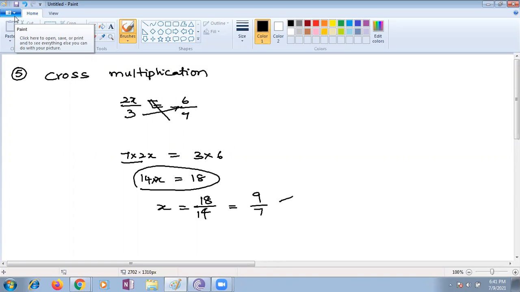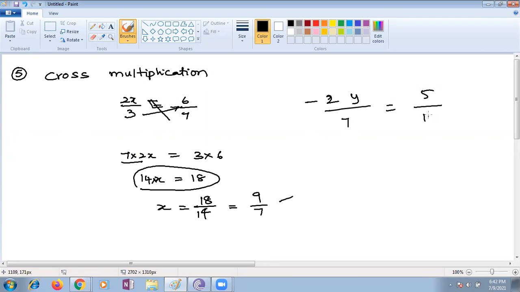Ma'am, then how can it be 9 by 7 by 3 is equal to 6 by 7? See, one more question we will go with. Suppose my question is minus 2y divided by 7 is equal to 5 by 11. I want to find only the y value. Solve the equation means you need to find the value of variable y. In this case, you can do cross multiplication, children, very easy.